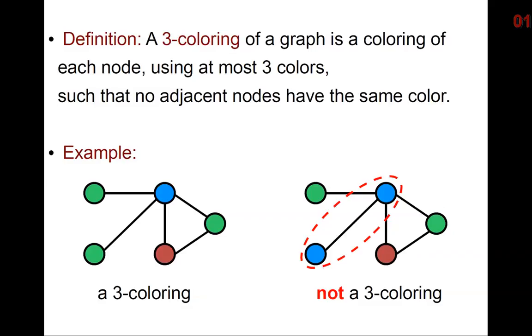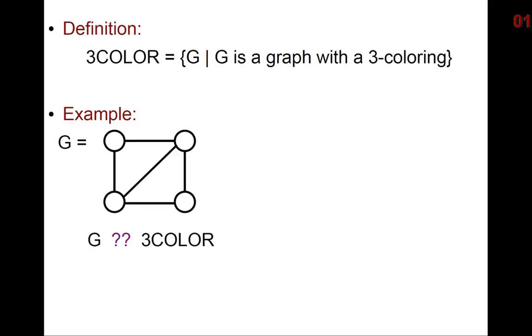Okay. And the three-color problem is, I give you a graph, and you want to know if you can three-color the graph. The problem is very important. A recreational application is, if you have the atlas of the United States, you can see that each state has a different color, right? Because you want to distinguish the boundaries.